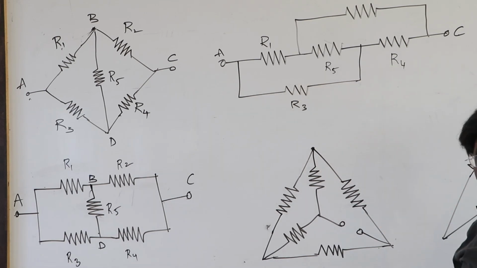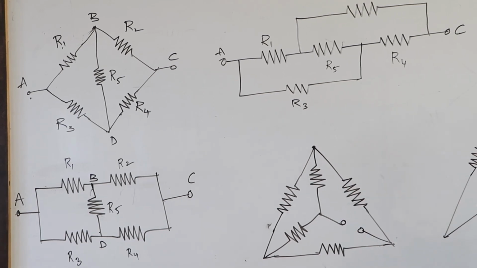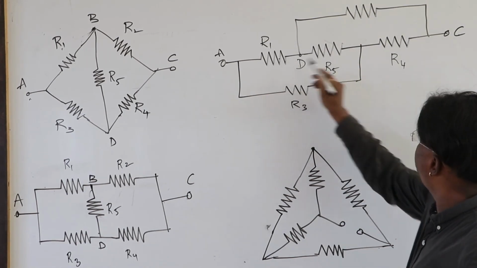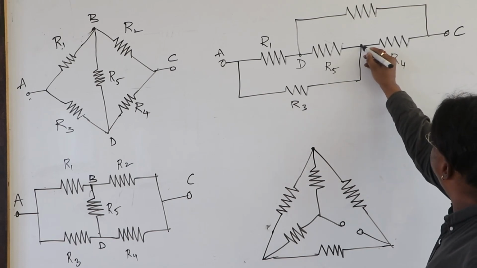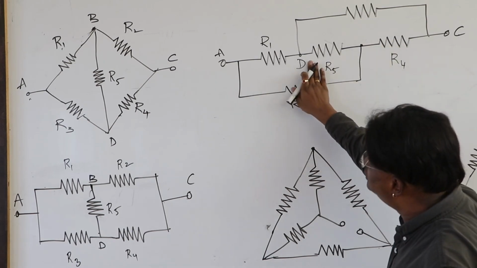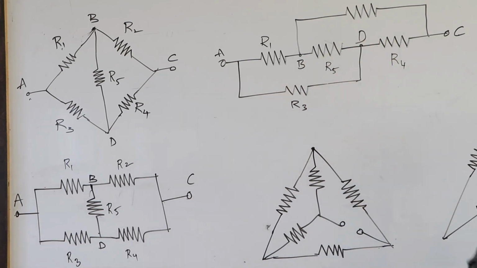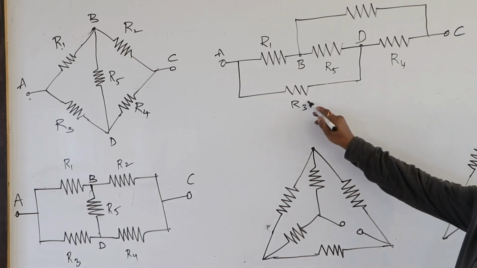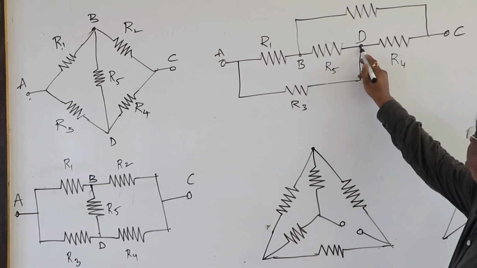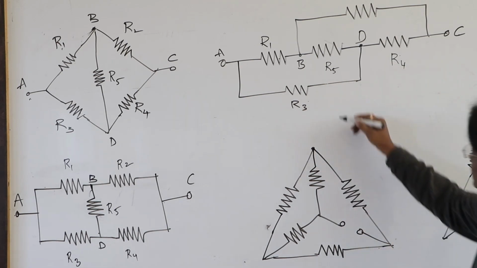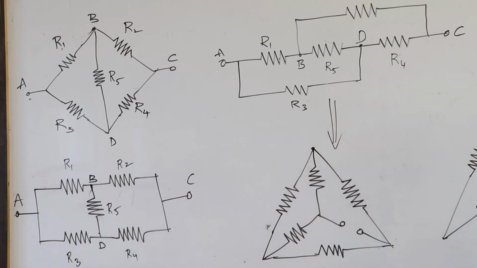Now how to find those points B and D? Look, B is the common point for R1, R2, R5. Therefore this one is B and this point becomes D, the common point for R3, R4, R5. So it is one and the same. It's only the difference of the bending of the wire. See, one more way I have changed. One more form I have changed.